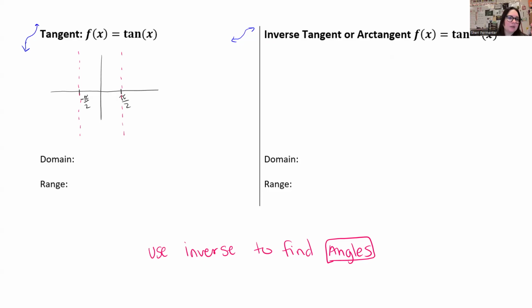And your graph goes through the origin and looks like that. So nod your head if you remember graphing tangent. That was our first day back from break. So I mean, that is our parent function. We don't have to restrict it. If we flip it on its side, it would look like this. We would still have an inverse.